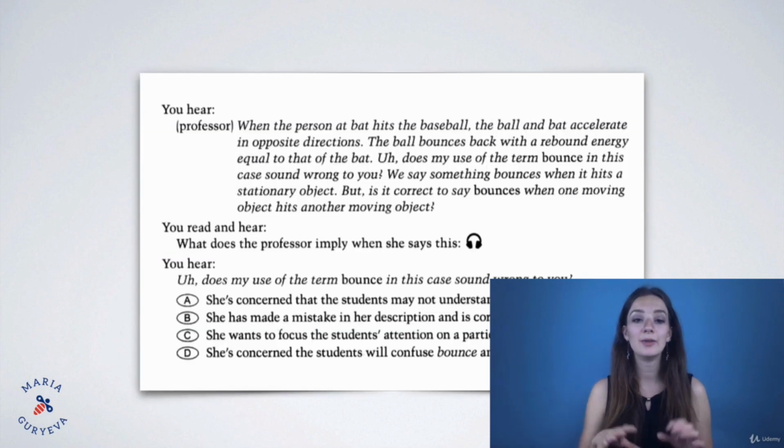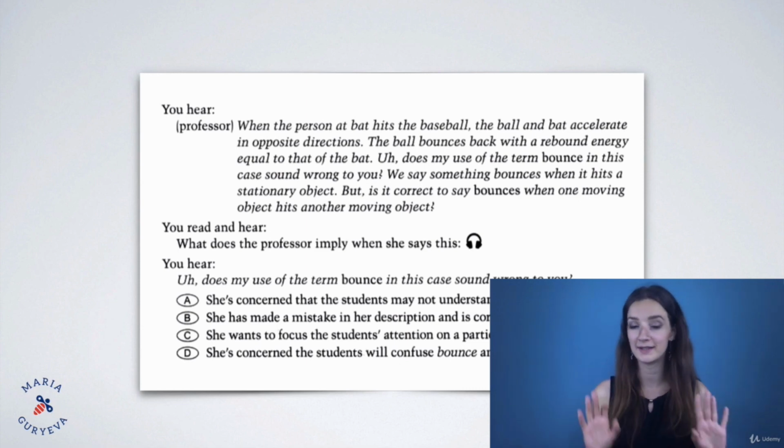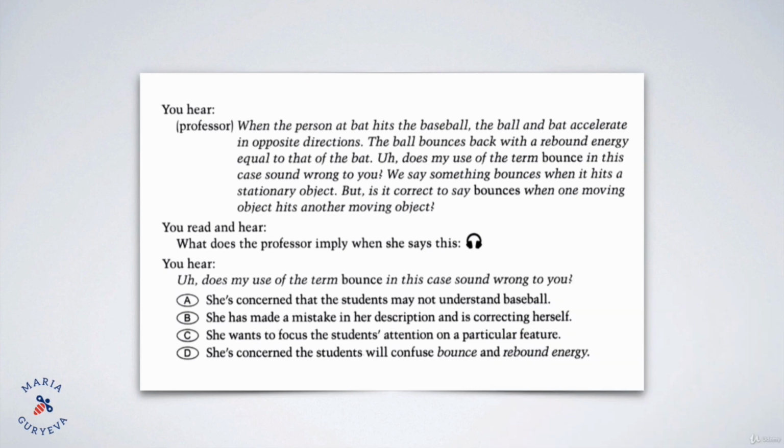Okay, so let's look at this example. I'll read it for you and we will discuss why the professor said something. "When the person at bat hits the baseball, the ball and bat accelerate in opposite directions. The ball bounces back with a rebound energy equal to that of the bat. Does my use of the term bounce in this case sound wrong to you? We say something bounces when it hits a stationary object. But is it correct to say bounces when one moving object hits another moving object?"